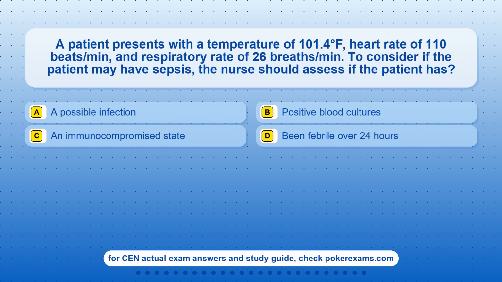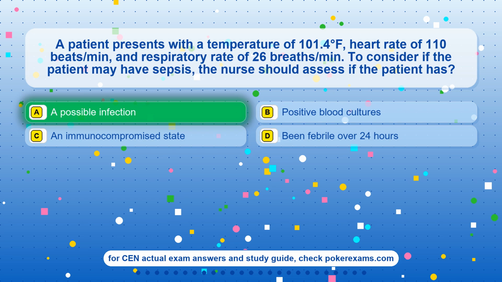Question 12. A patient presents with a temperature of 101.4 degrees Fahrenheit, heart rate of 110 beats/min, and respiratory rate of 26 breaths/min. To consider if the patient may have sepsis, the nurse should assess if the patient has Option A, a possible infection. Option B, positive blood cultures. Option C, an immunocompromised state. Option D, been febrile over 24 hours.